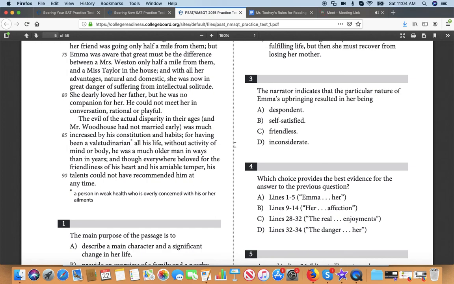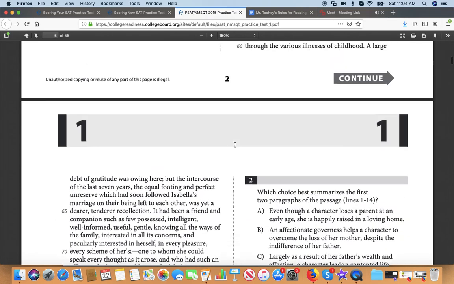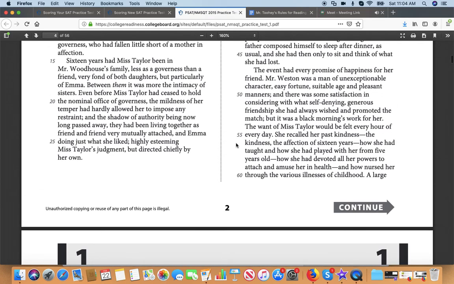Inconsiderate. I wouldn't say that. In fact, she's very considerate. How do we know she's considerate? Because she cares for her friend. So much so that she encourages her to get married, even though it's going to negatively affect her, which she's at least aware of on some level. So she's very considerate. There are the lines about how much she wished and promoted the match, around line 53, 54.